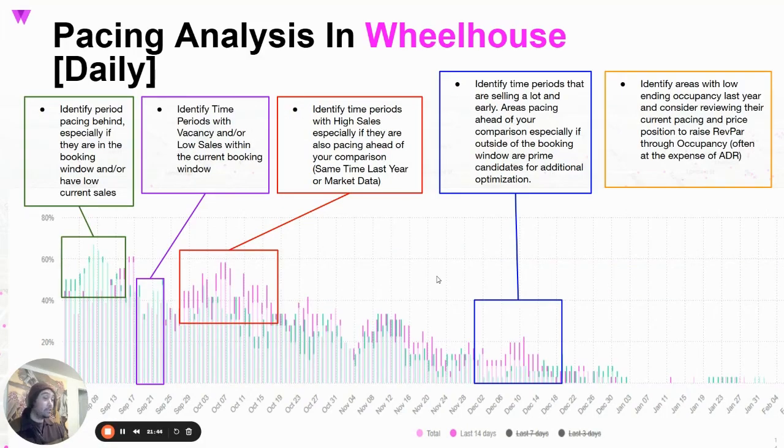Now, let's go one step deeper. Before, I was showing you a monthly level, and that's really helpful. But you all know that sometimes when you're looking at monthly sales and occupancy, you could be looking at the month of October and say, hey, I'm doing really great. But when you actually look at the calendar, you've sold out one weekend, but the rest of the days are available. You can't just go in and make decisions at the monthly level.